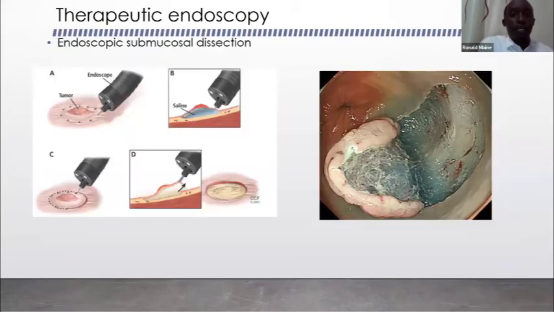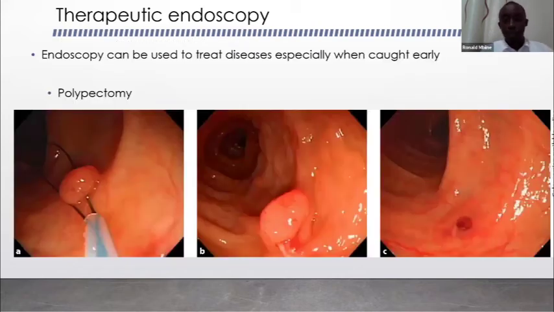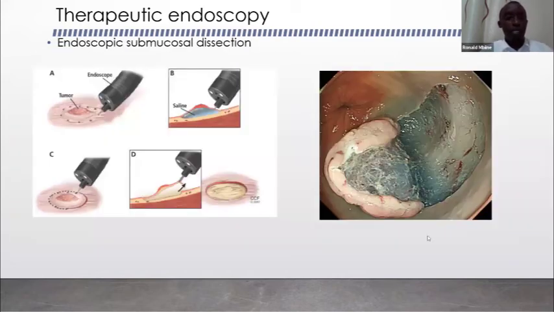The other therapeutic procedure, this one is a little bit more advanced, and we do it for bigger tumors, and we call it endoscopic submucosal dissection, or ESD. You remember the other one was a polyp. A polyp is a very early tumor. Now here, if you look at image A, we find an actual tumor that has grown. And then we can, using still endoscopic technology, cut or resect this tumor.